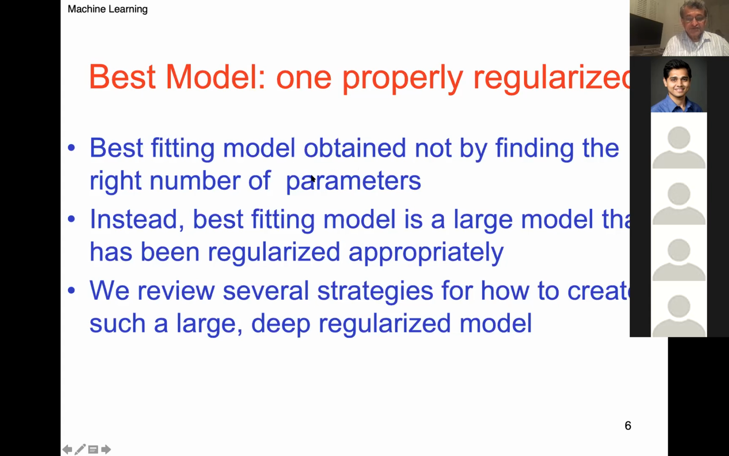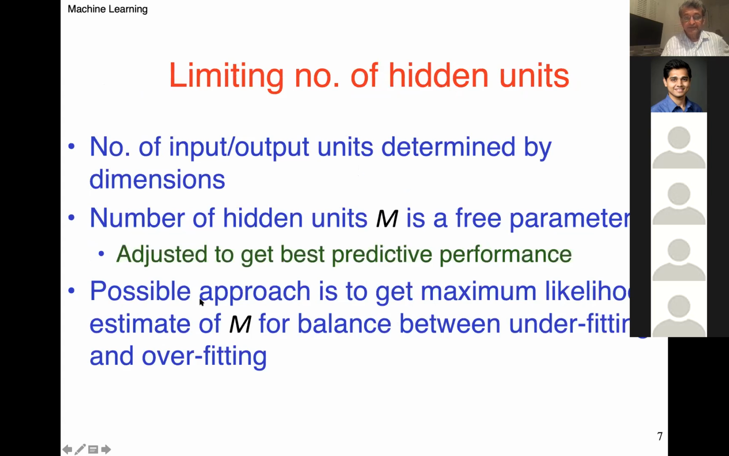Now, the best fitting model is a large model that has been regularized appropriately. So use a large model with large capacity, but it has been regularized. And we review several strategies for how to create such a large, deep regularized model. The first is limiting the number of hidden units. The number of input and output units is determined by dimensions, while the number of hidden units, M, is a free parameter adjusted to get the best predictive performance.